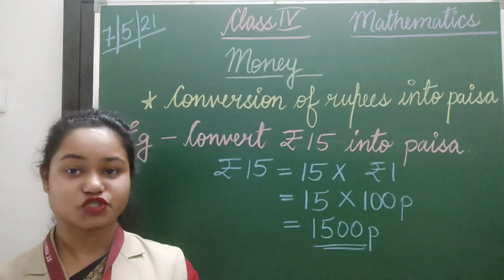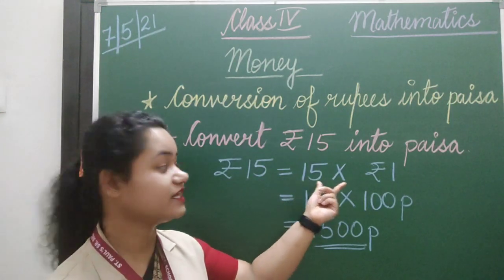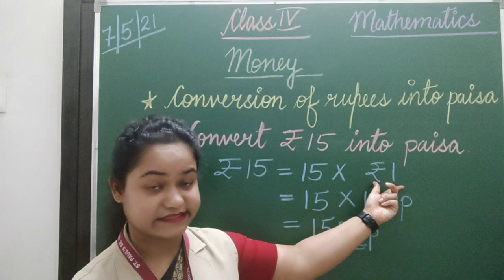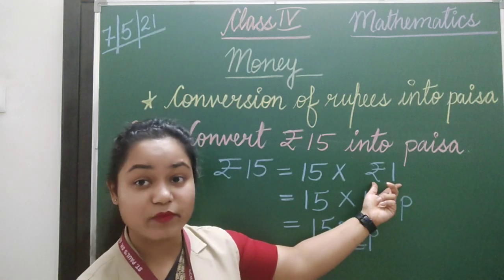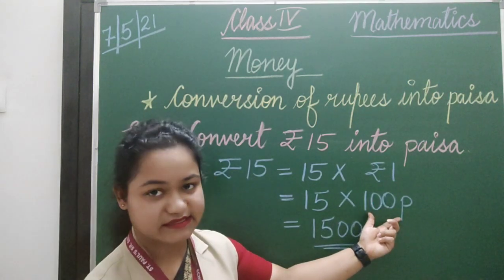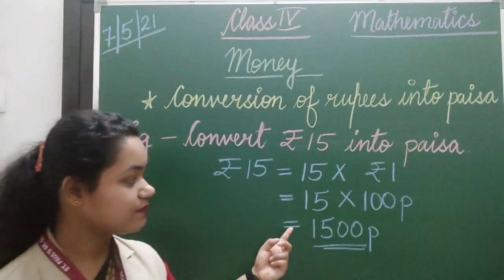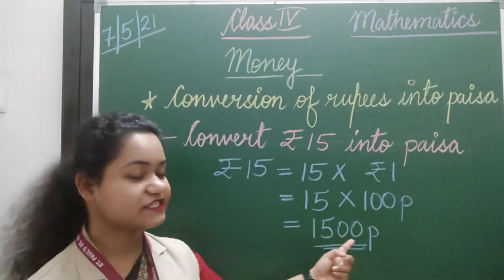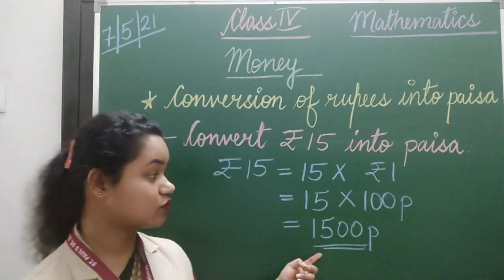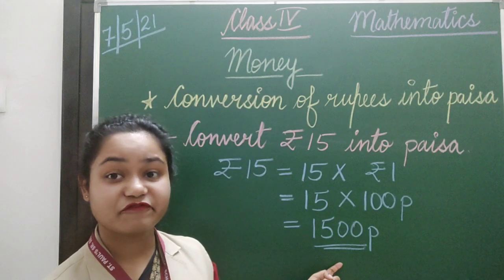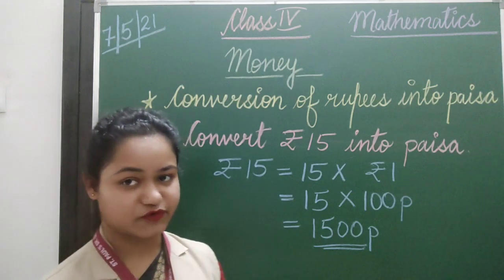Now let us see this once again, then I'll show you the short trick. Rupees 15 can be written as 15 into 1 rupee. So next step, 15 as it is. 1 rupee has how many paisa? It has 100 paisa. So instead of 1 rupee, you are going to write 100 paisa. Then multiply 15 by 100. You will get 1500 as your answer, and behind in unit you have to put paisa. So this shows that rupees 15 has 1500 paisa in it. Understood?